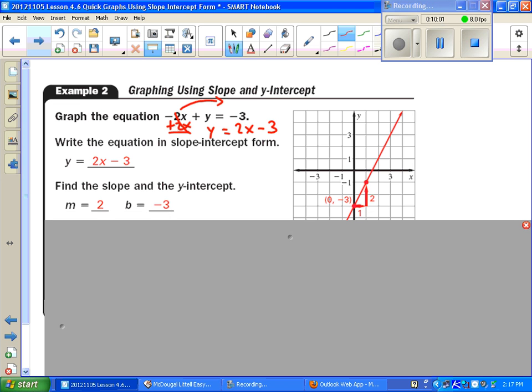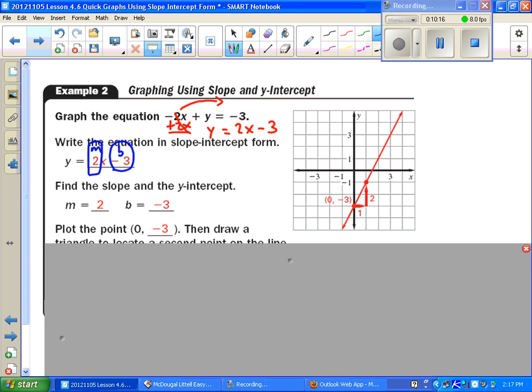When you find your slope and your y-intercept, you can label it: it's mx plus b. The m is usually easy for everybody once they get the hang of it. People forget to put the negative with the b. So m is 2 and b is negative 3.